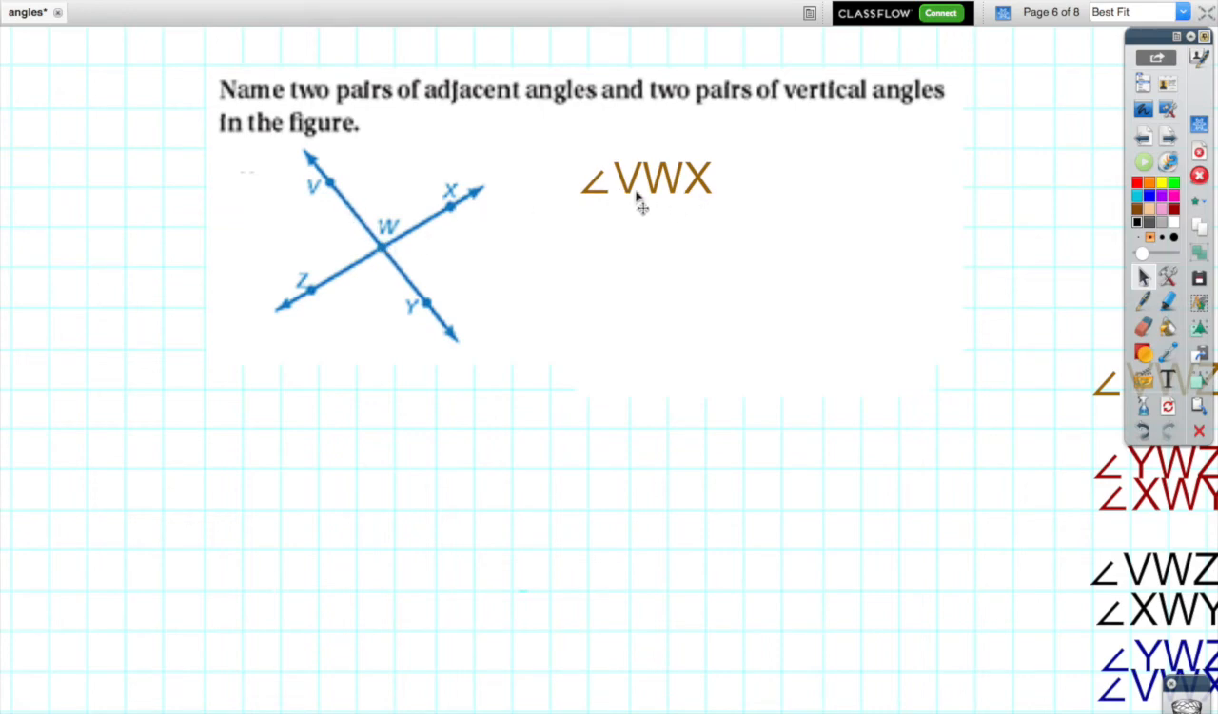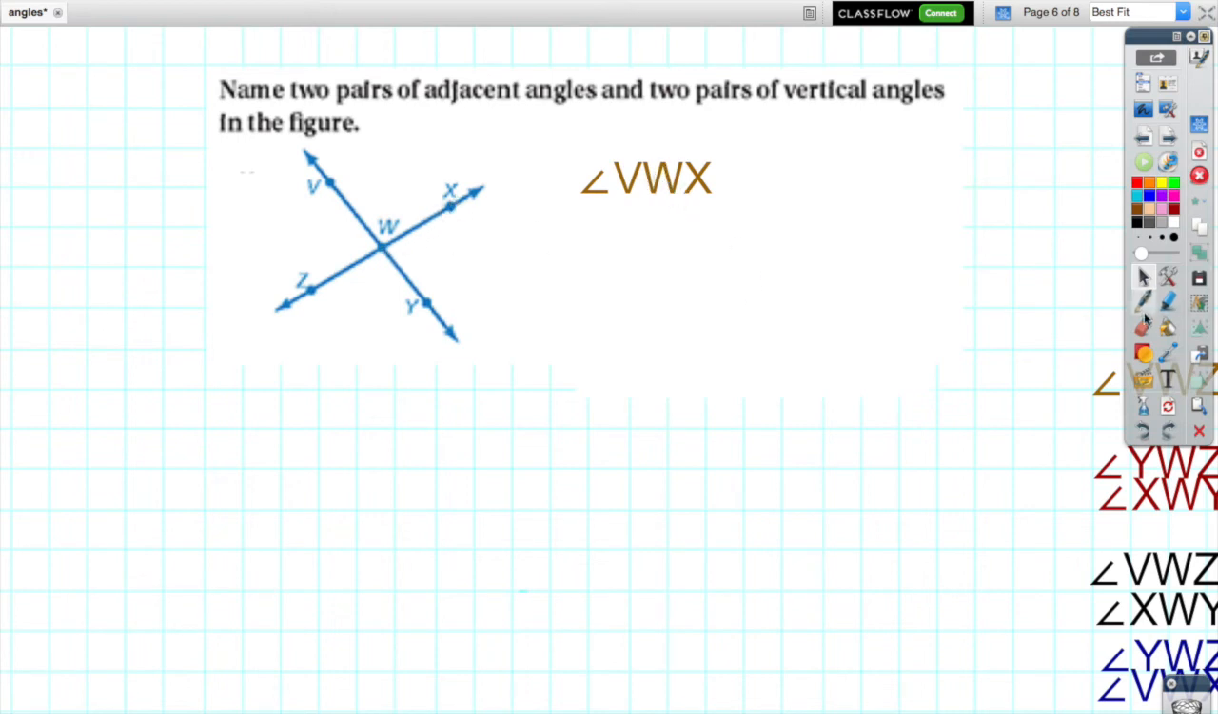VWX. Now notice, if we hadn't already covered this, notice how these are listed. I started here, V, then to W, then to X. I could have labeled this same angle X, W, V, but I do it in that order. I pretend I'm actually drawing the angle, and so I list the letters in that order. Specifically, the one that's at the vertex in the middle here has to be in the middle of your listing over here.